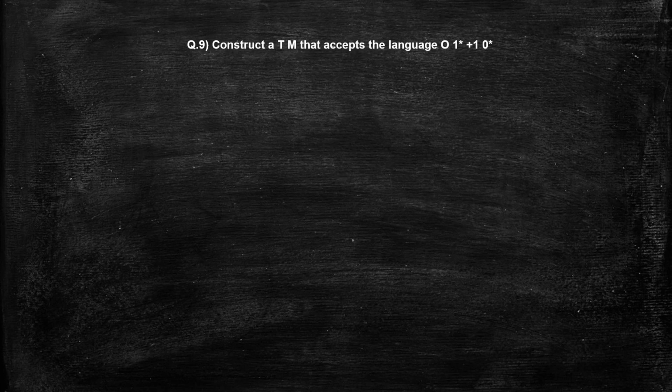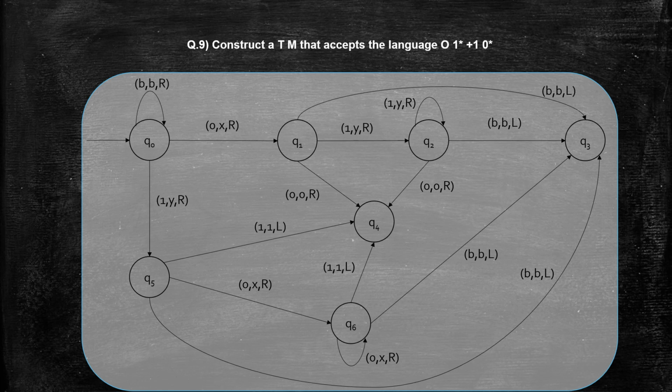The ninth question is: construct a Turing machine that accepts the language (0,1)* plus 1, 0. This is the diagrammatic representation of the Turing machine that accepts the language (0,1)* plus 1, 0.